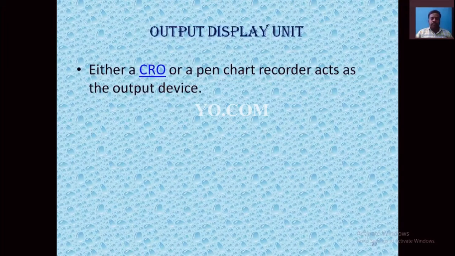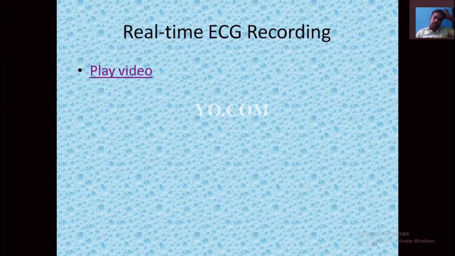Okay, right. Then output displays. The output display is a CRO or pen chart recorder acting as the output device. Most of our government hospitals are using pen chart recorders. So they record the ECG on a long paper. Okay, right. Then we are going to see the real-time ECG recording in a video. Let us play the video.